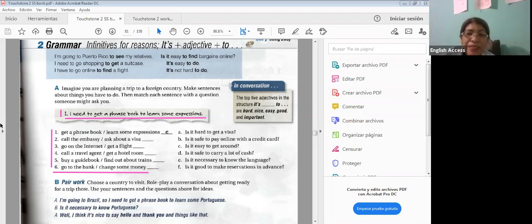Perfect, correct. Okay, now let's do another thing. While hearing the conversation, as you can see, we have the top five adjectives: it's hard to, it's nice to, it's easy to, it's good to, it's important to. I want you to choose only two adjectives and tell me two sentences. This is just a speaking activity. You don't have to write down anything. So let's begin with Fernanda. Tell me two examples, please.